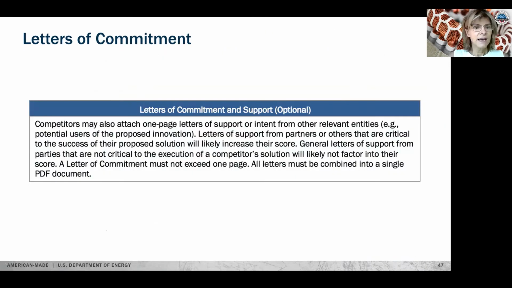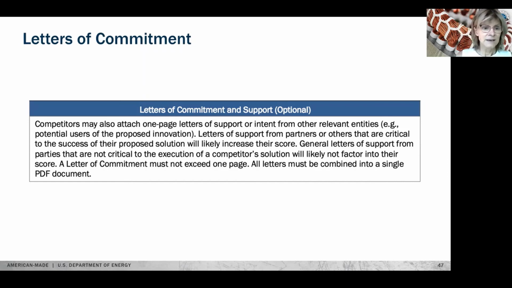Letters of commitment can be very helpful, but if your letters are really pro forma and don't project a lot of enthusiasm and don't have many specifics, they actually hurt more than help. That's one reason they're optional. Also, while you can suggest bullets to your letter writers, please don't write the letter for them. As a judge, I had one competitor who had great, detailed, enthusiastic letters from several partners, except each letter was exactly the same. And well, that didn't help them.